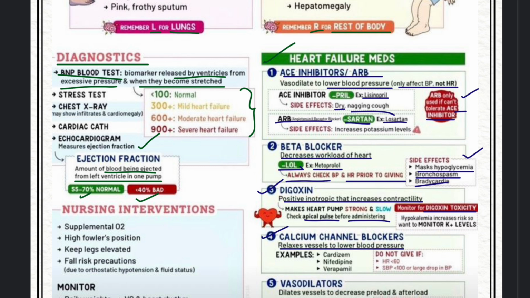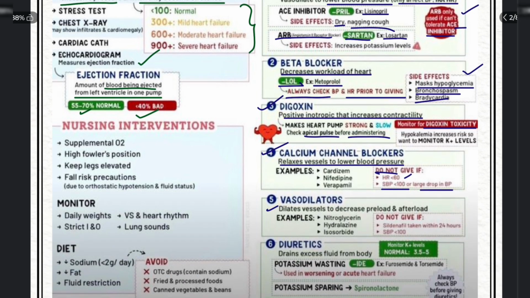Examples here are verapamil and nifedipine. Do not give if the heart rate is lower than 60 or SBP is lower than 60, or if a large drop in BP is seen. Then come vasodilators. They dilate vessels to decrease preload and afterload. Examples are nitroglycerin, hydralazine, and isosorbide. Avoid if sildenafil was taken within 24 hours.